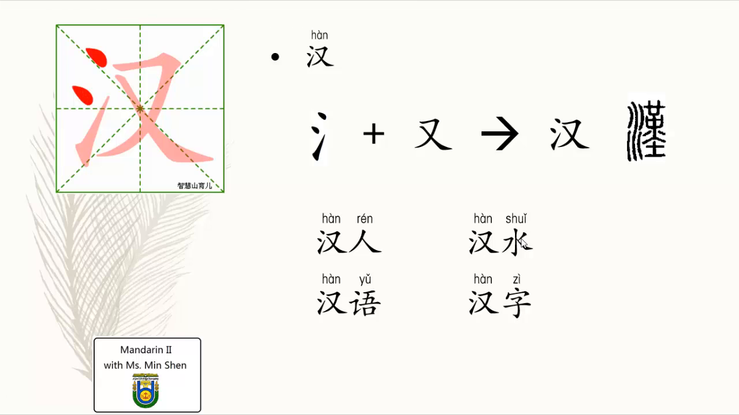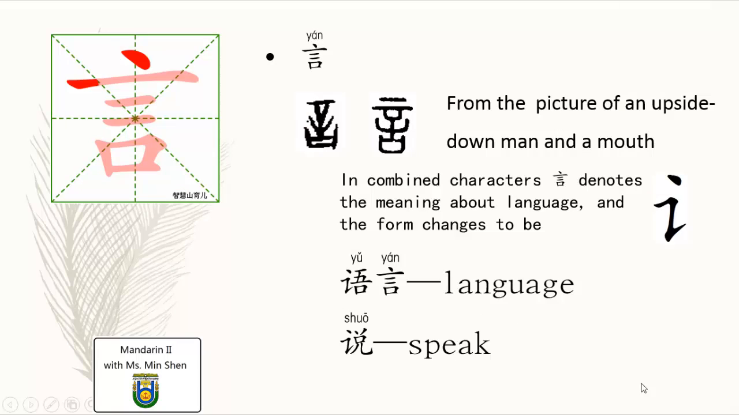And talking about the ethnic Han people, the Chinese people, they are originated from this river. We call them 汉人, ethnic Chinese. And the language they speak, 汉语. The characters they write, 汉字. 言 from the word 语言, language.